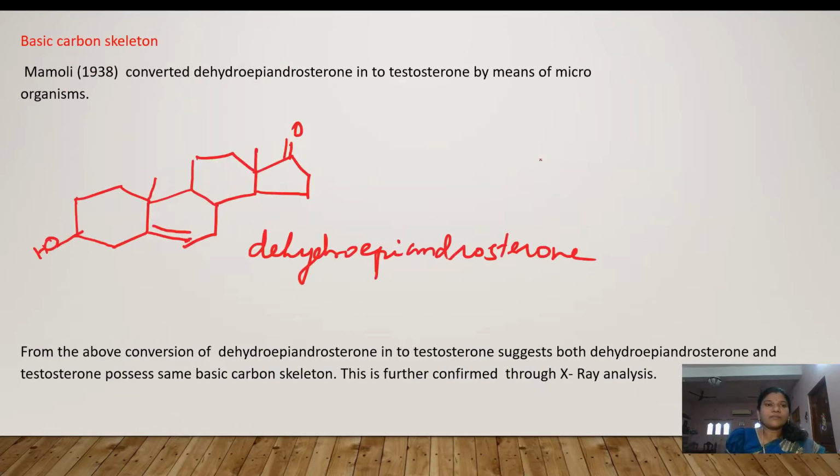We have to find out the basic carbon skeleton of testosterone. For that, Mamoli in 1938 converted dehydroepiandrosterone into testosterone by means of microorganisms. This reaction suggests that dehydroepiandrosterone and testosterone possess the same type of carbon skeleton, that is, the steroid nucleus. This is further confirmed through X-ray analysis.